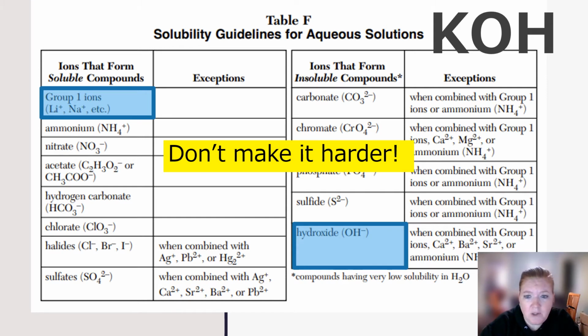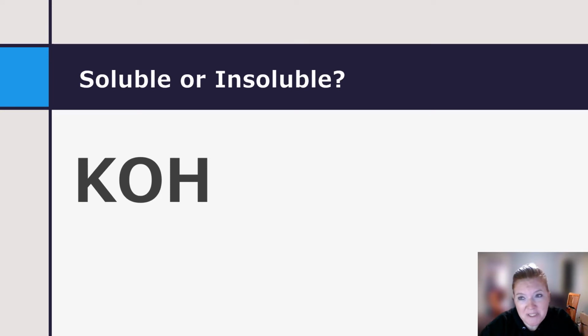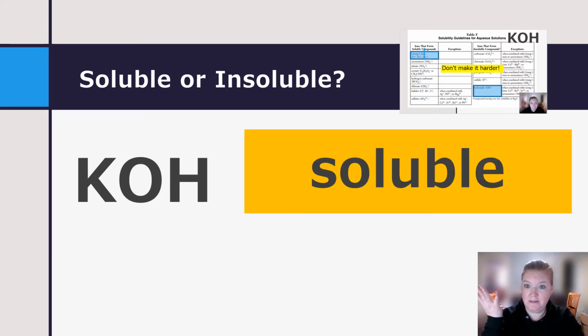Why? Look at where the K is. Well, first of all, how did I know it was there? Because I had to go to my periodic table and find it. It was in group 1. There's no exceptions, which means 100% of the time, it is what? Soluble.